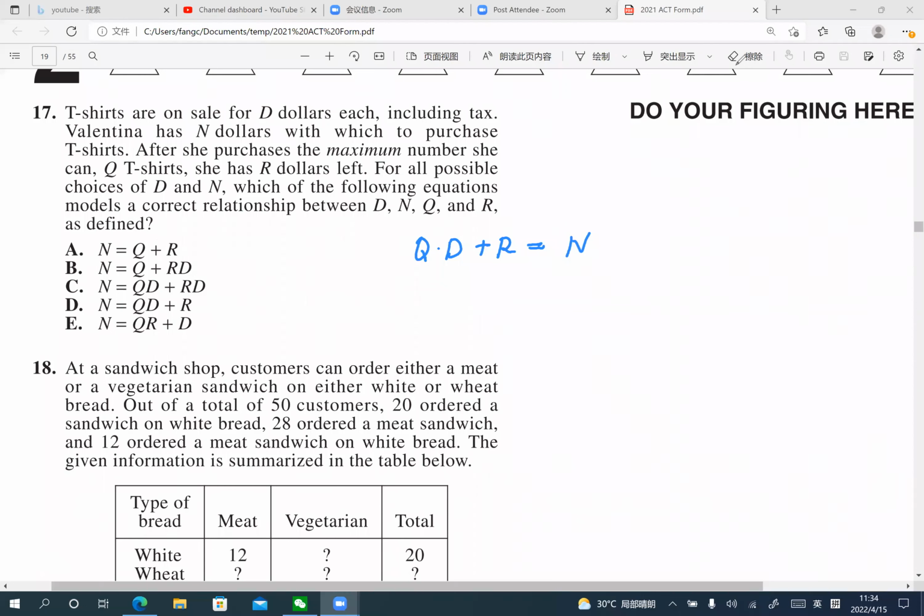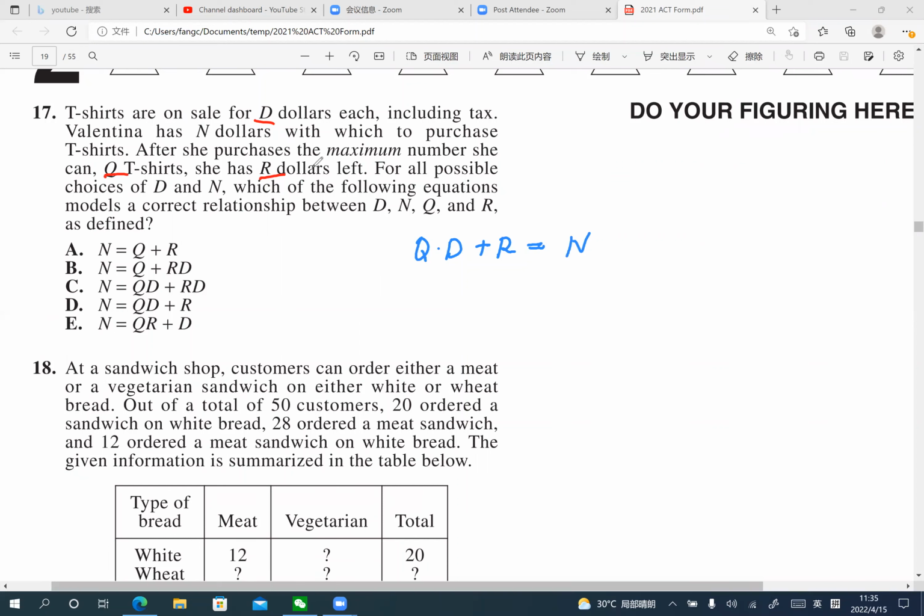Question 17. T-shirts are on sale for D dollars each, including tax. Valentina has N dollars with which to purchase t-shirts. After she purchases the maximum number she can, Q t-shirts, she has R dollars left, for all possible choices of D and N. Which of the following equations models a correct relationship between D, N, Q, and R as defined?